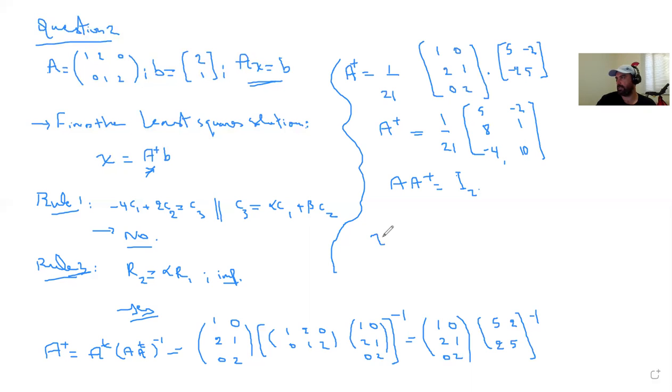So basically, x here is equal to A plus times b, and it should give you 8 over 21, 17 over 21, and 2 over 21, which is, of course, the least square solution in this case.